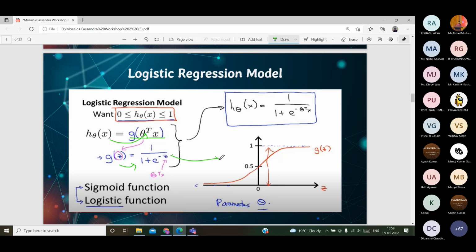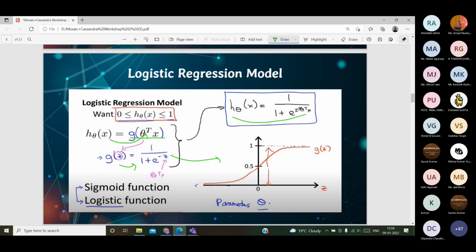As you can see here, for this function, whenever z is greater than 0, it outputs values greater than 0.5, and whenever z is less than 0, that is negative, it outputs values less than 0.5. So this basically squashes all the real values to between 0 and 1. This is one of the major benefits of this function, and that is why we use it in logistic regression. So this is basically our new function.